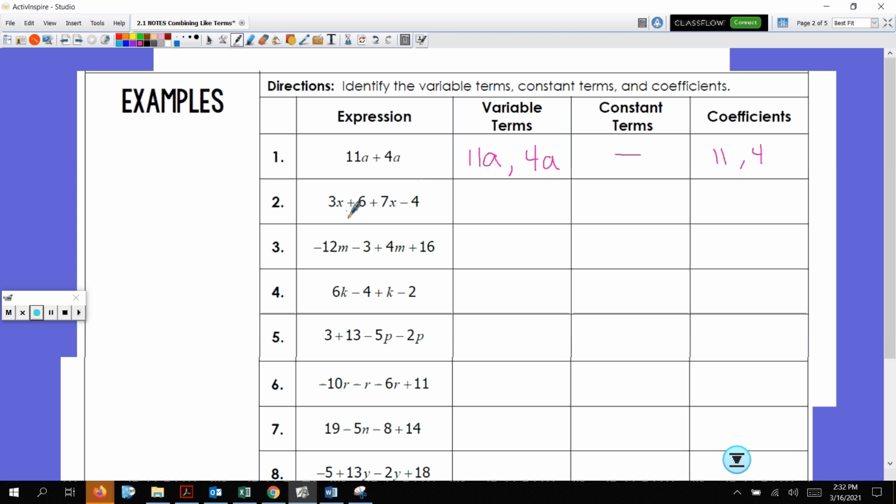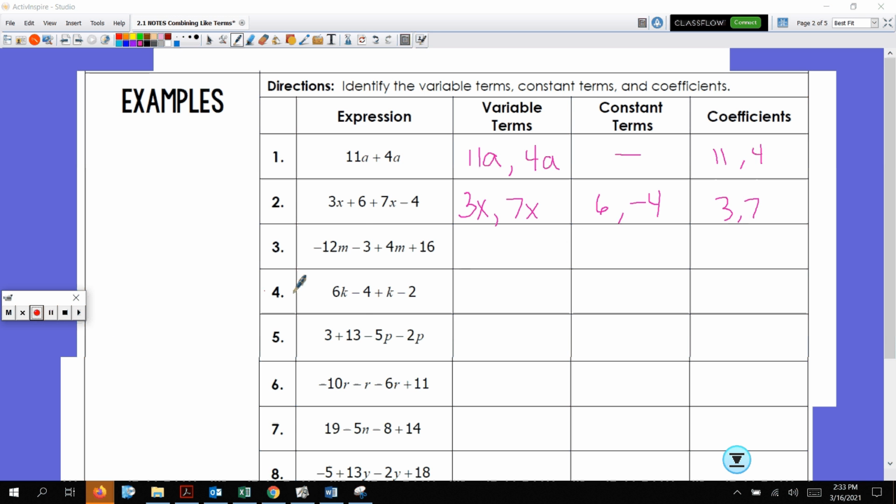All right, next, let's look at number 2. We have 3x is a variable term and 7x is a variable term. Now in number 2, I do have some constants, right? I have positive 6 and negative 4. Remember, for the coefficient, that's the number in front of my variable terms. 3 and 7, they're both coefficients.